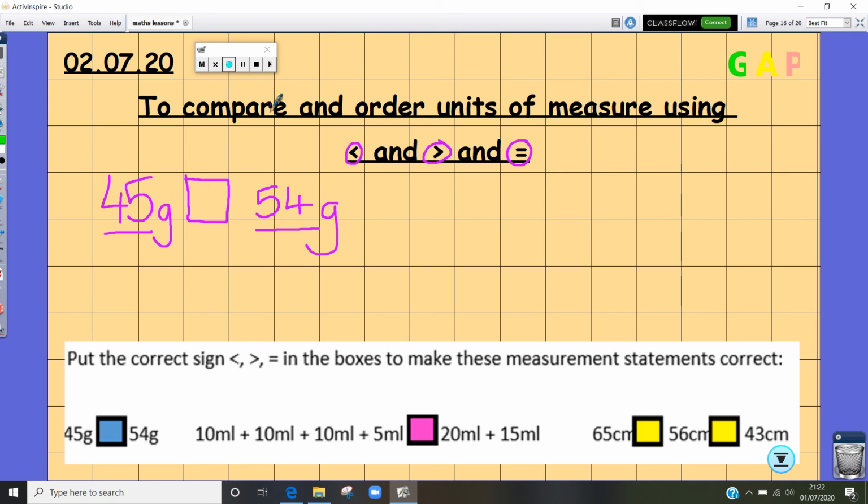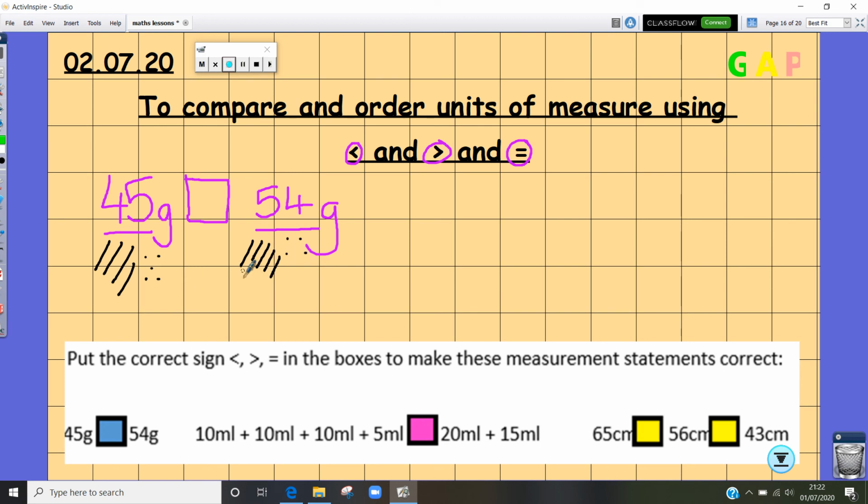However, their values are very different. So in the number 45, you could draw your jottings underneath, which would help you. So we've got 4 tens and 5 ones. And for the number 54, we've got 5 tens.